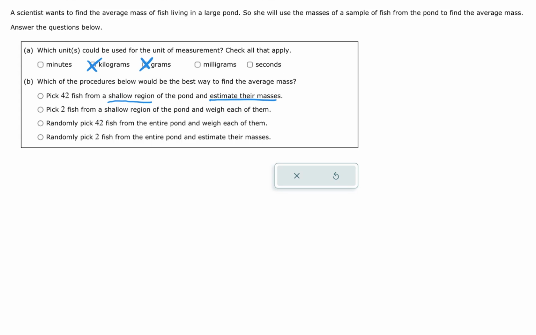The second choice is pick 2 fish from a shallow region. That's not very many fish. It's a shallow region, but at least we're weighing them this time, but I still think that choice is out. Randomly pick 42 fish from the entire pond and weigh each of them. That sounds good. The last one says randomly pick 2 fish from the entire pond and estimate them. The more samples you have, the better average you will get.